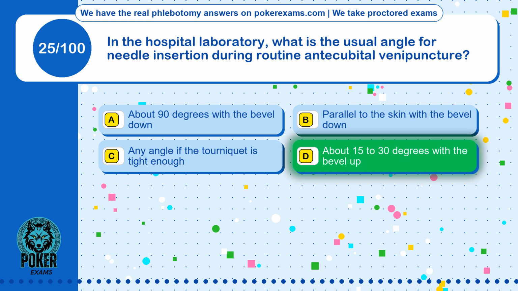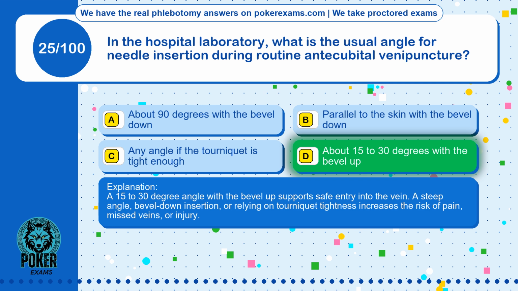The correct answer is option D. About 15 to 30 degrees with the bevel up. A 15 to 30 degree angle with the bevel up supports safe entry into the vein. A steep angle, bevel down insertion, or relying on tourniquet tightness increases the risk of pain, missed veins, or injury.